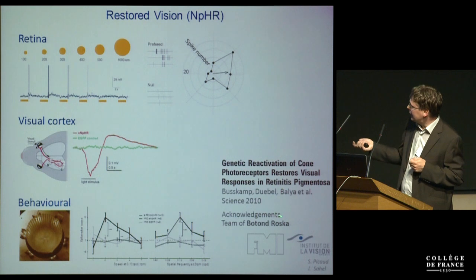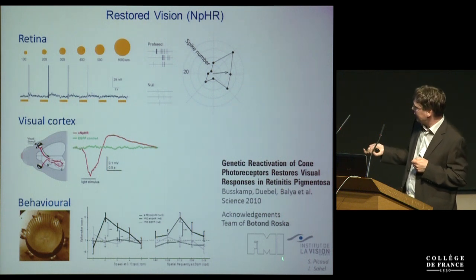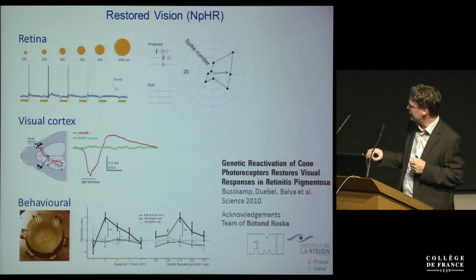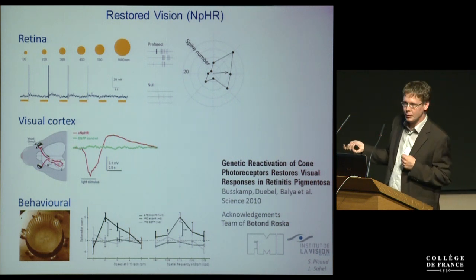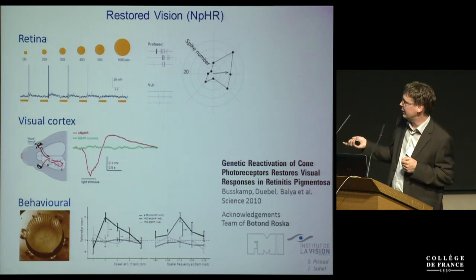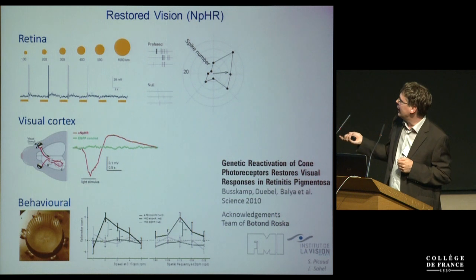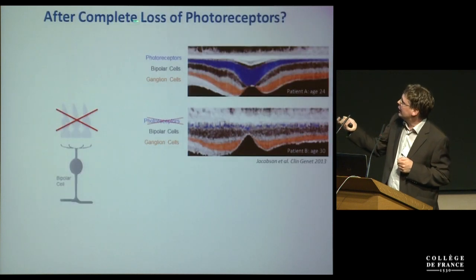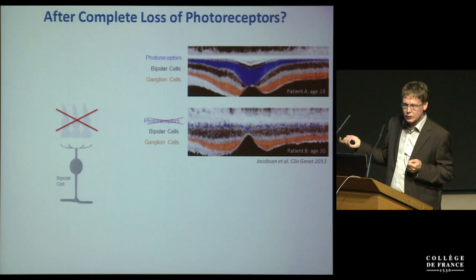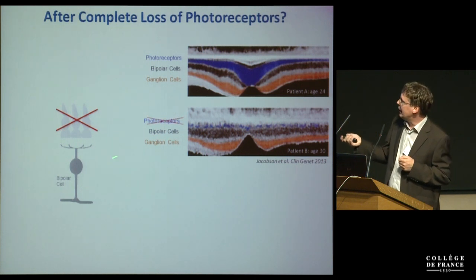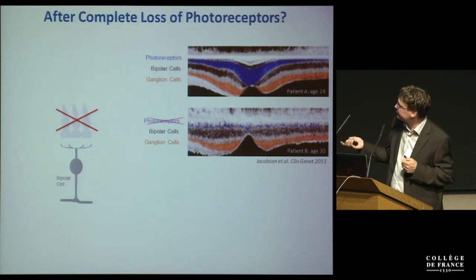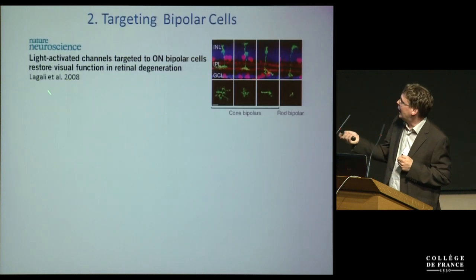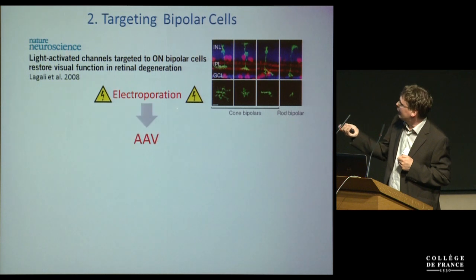So let me acknowledge the work of the team of Bettencourt at that time, and there was also collaboration between the Vision Institute here in Paris and the FMI working on the human explant, which was pioneered here by Serge Picaud. And now what can you do after complete loss of photoreceptors? Then the next target can be the bipolar cells. This has been pioneered by Lagali et al. in Bettencourt's laboratory with electroporation.